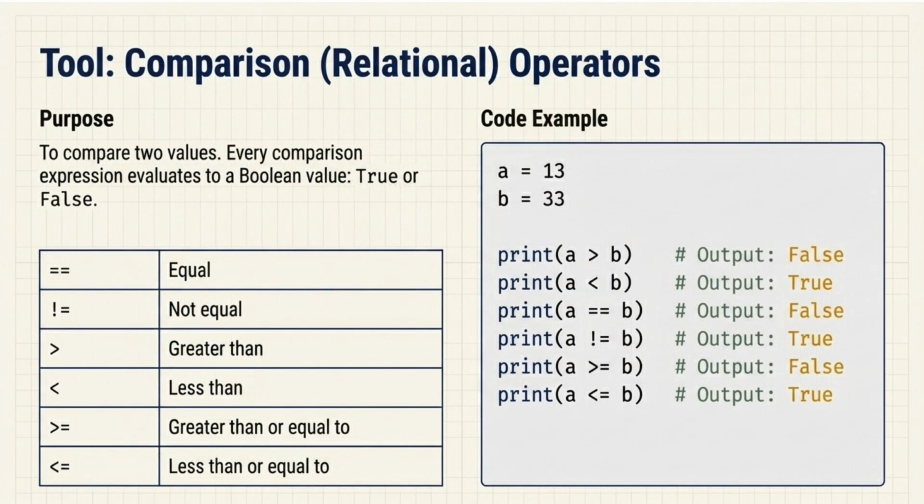The comparison operators in Python help us compare two values and the result is always either True or False. For example, we can check if two values are equal using double equal to, or not equal using exclamation mark equal to. We can also compare values using greater than, less than and their equal versions, which are greater than or equal to and less than or equal to.